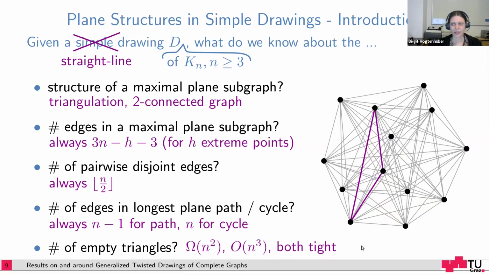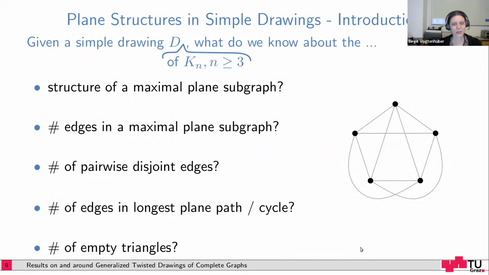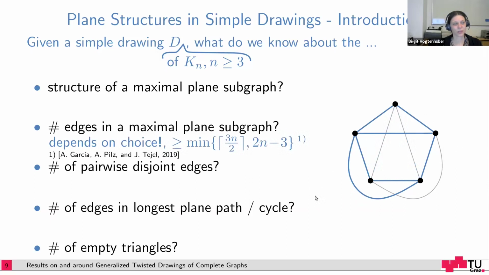Okay, so that was the easy part. Those were straight line drawings. So let's go to simple drawings. And I'm depicting here one of those examples of a K5. If we look at the structure of a maximal plane subgraph and the number of edges in there, then one example maximal plane subgraph could be this blue set of edges here. And alternatively, I could also take this blue set of edges. So I've now replaced two edges with a single one, but I can't add any further edge.